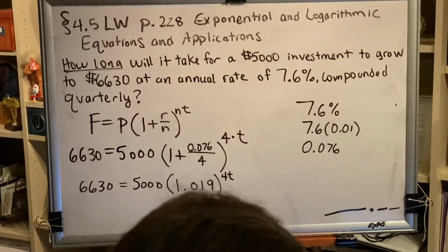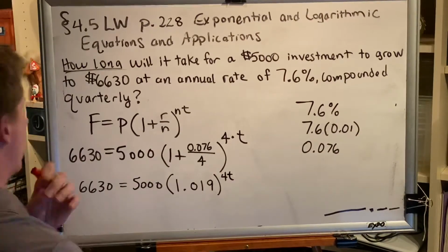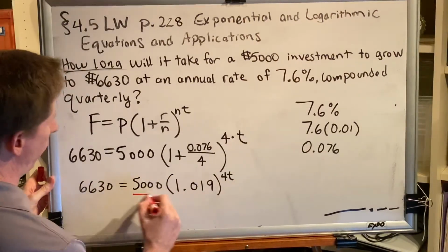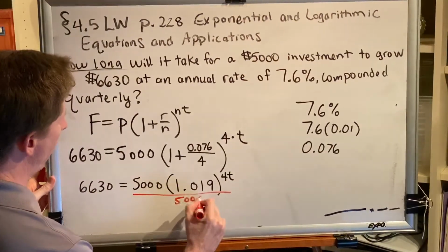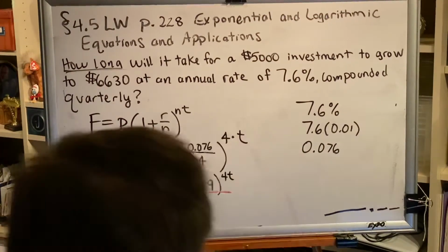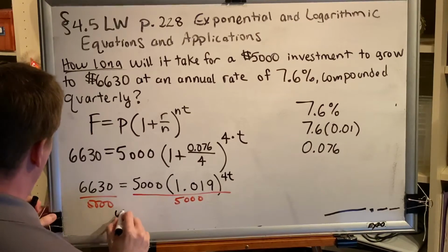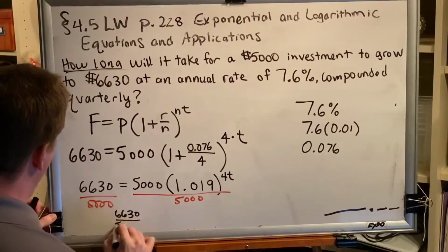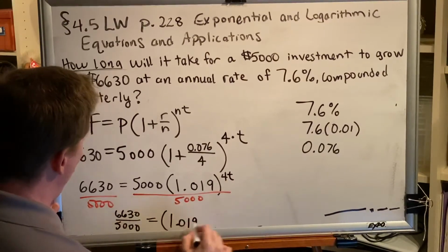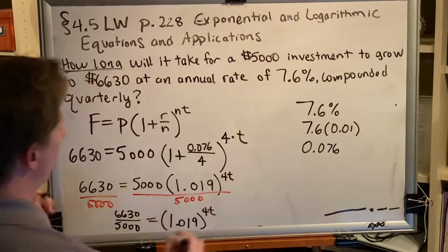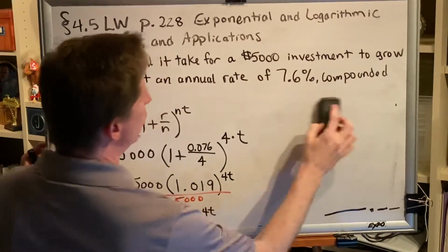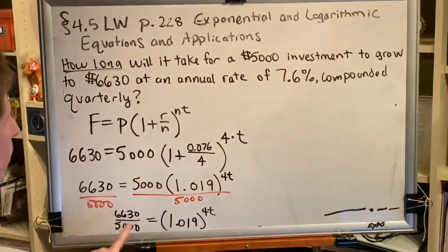Okay, great. This is an exponential equation of type 2. And the way we're going to solve it is by first isolating the exponential, which means we have to get rid of the 5,000. So divide by 5,000 on the right, divide by 5,000 on the left. And we're going to have 6630 over 5,000 equals 1.019 raised to the 4t power. Now, to solve this equation, we have to remember that type 2 problems are solved by taking the logarithm of both sides.